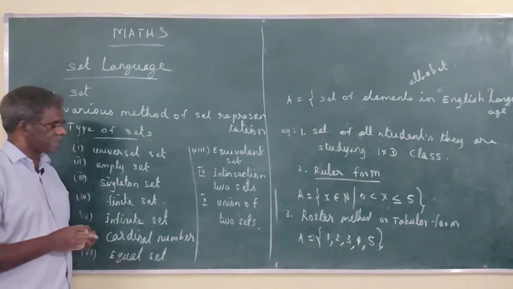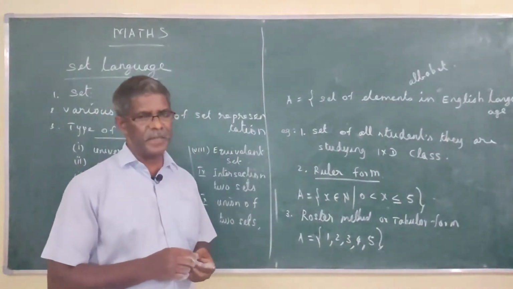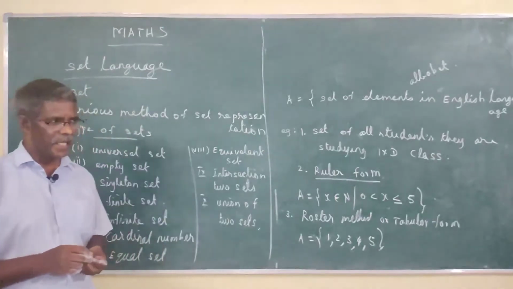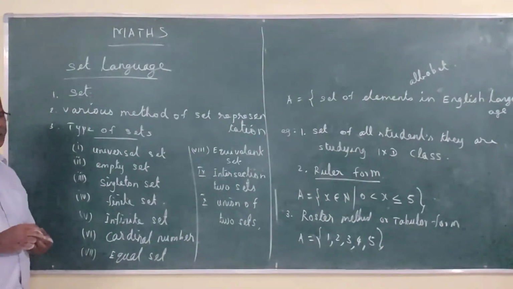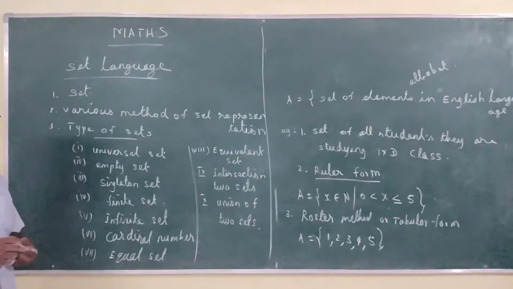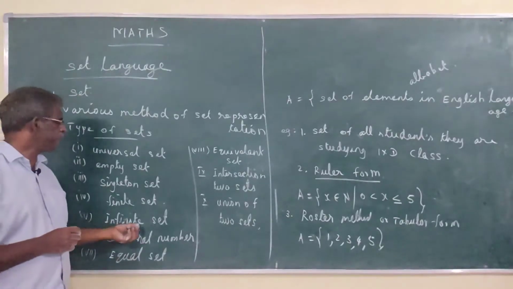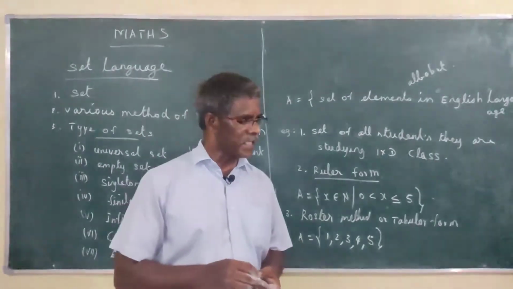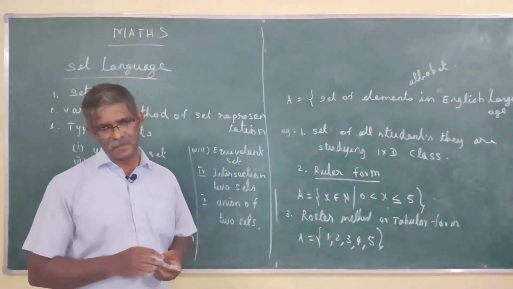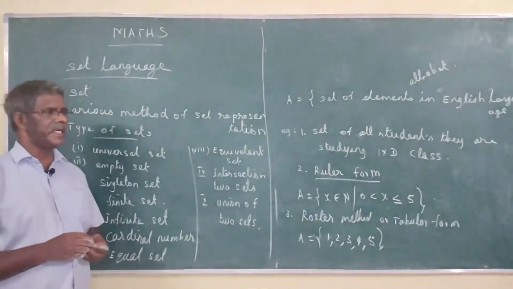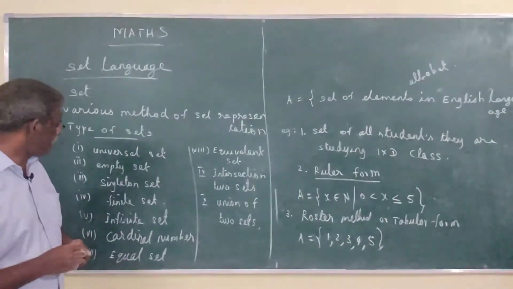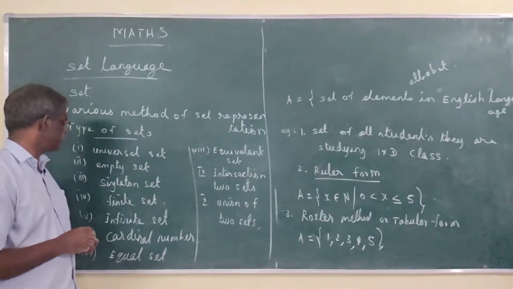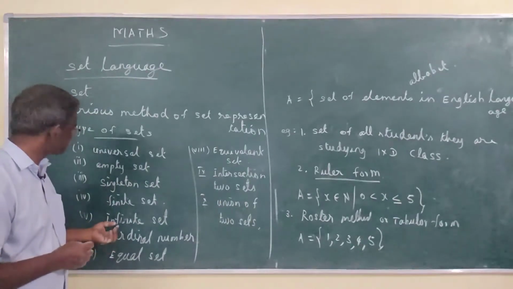Then finite set. A set that contains a finite number of elements, or countable number of elements, is called a finite set. So we are able to count the elements in this set. That set is called a finite set or countable set. Then infinite set. Infinite set means in this set we are not able to count the elements. That's why that set is called an infinite set. We are unable to count the number of elements in the set. I can give you some examples later.